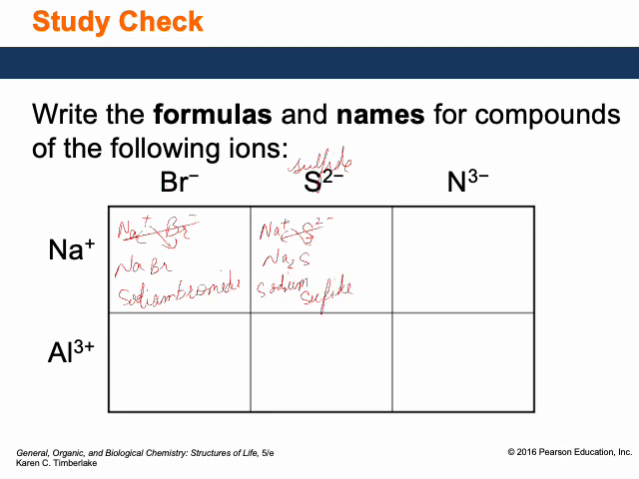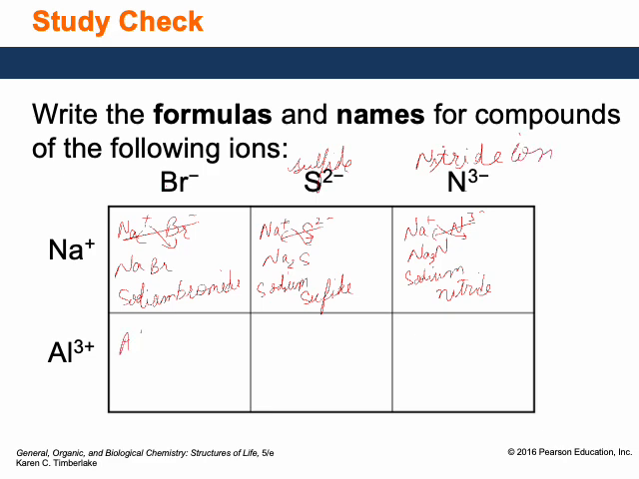How about sodium and N3 minus? N3 minus comes from nitrogen. It is nitride. So Na plus, N3 minus, crossing over the charges, would give us Na3N. This is sodium nitride. Whatever the name of the ion is, that is what it follows.